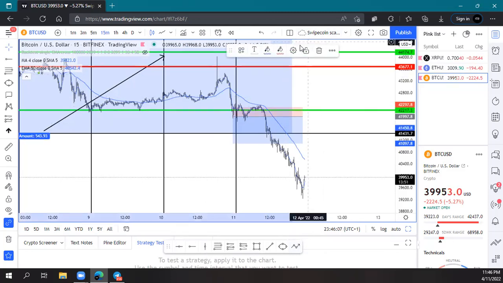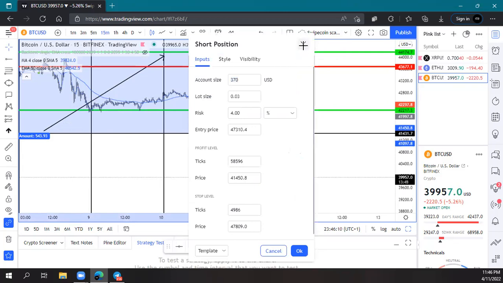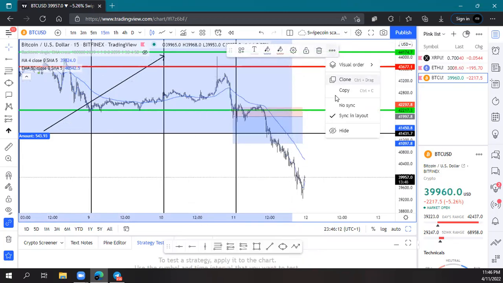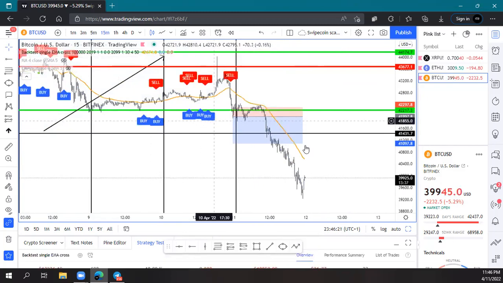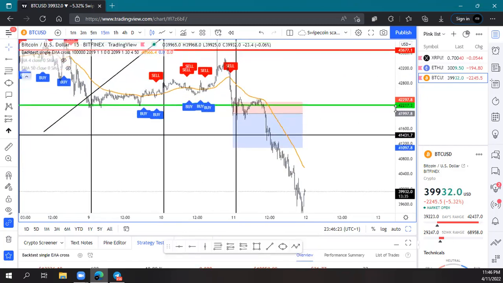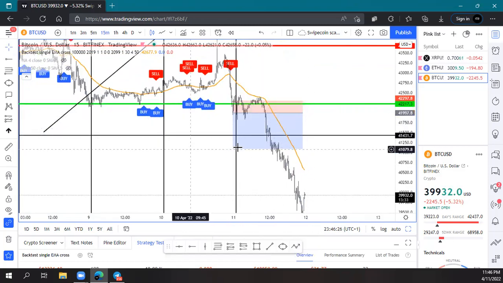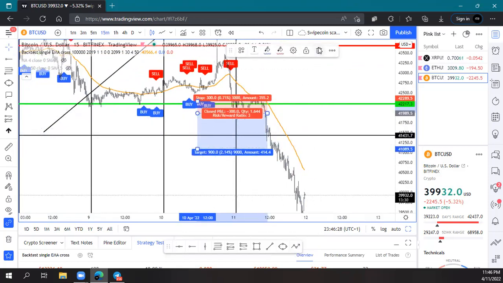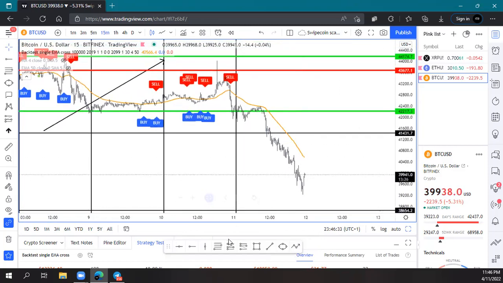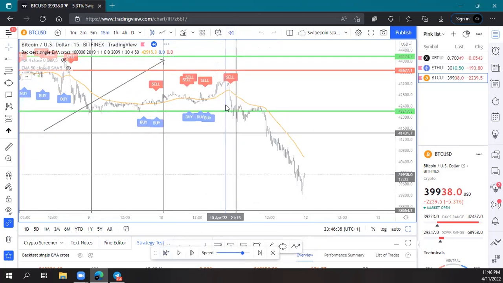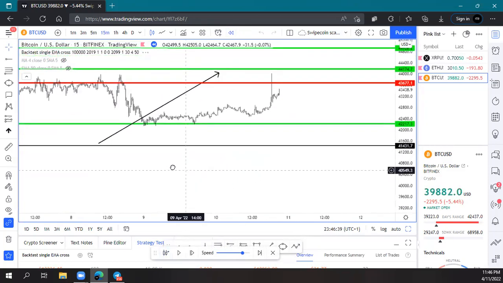Now let me walk you guys through how I was able to catch the last sell, the one I called out on the group yesterday. Very, very simple. So this is BTC. I'm going to show you guys what really happened. Let me replay from somewhere here, and let's see.